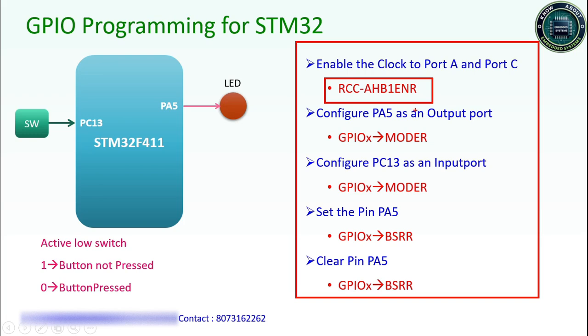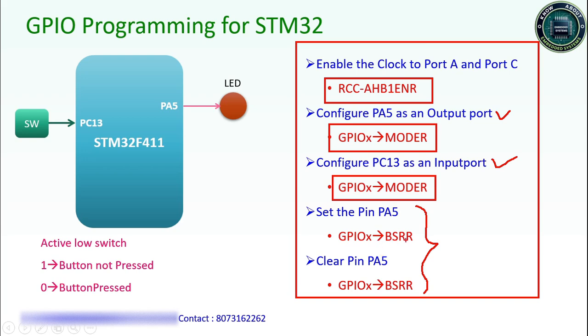This register is used to enable the clock, and the mode register is used to configure whether you want input mode or output mode. This is for port A, and for port C also you need to use the mode register in order to configure the input port. So PA5 is the output port and PC13 is the input port. If the switch is pressed, we have to use BSRR, the bit set and reset register, in order to toggle the port pins. I have explained the same configuration in the previous video, which you can also watch to get more information on these registers.